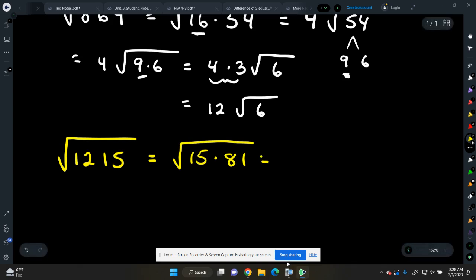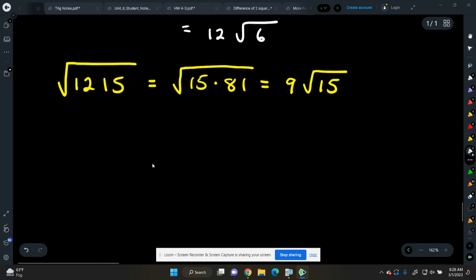Bring the perfect square to the outside, and what does that equal? 9 square root of 15. And 15 is 5 times 3, so we don't go anywhere with that. So we leave our answer as 9 square root 15. Okay, let's look at more.